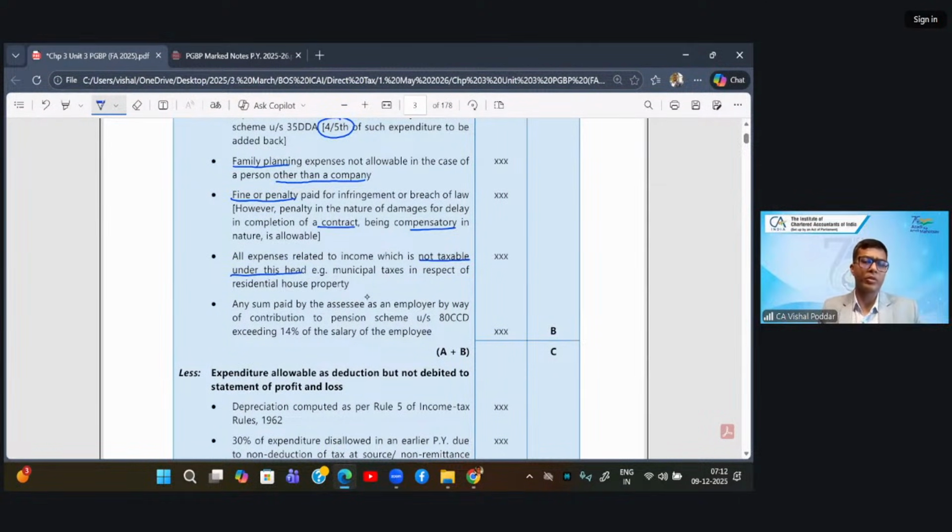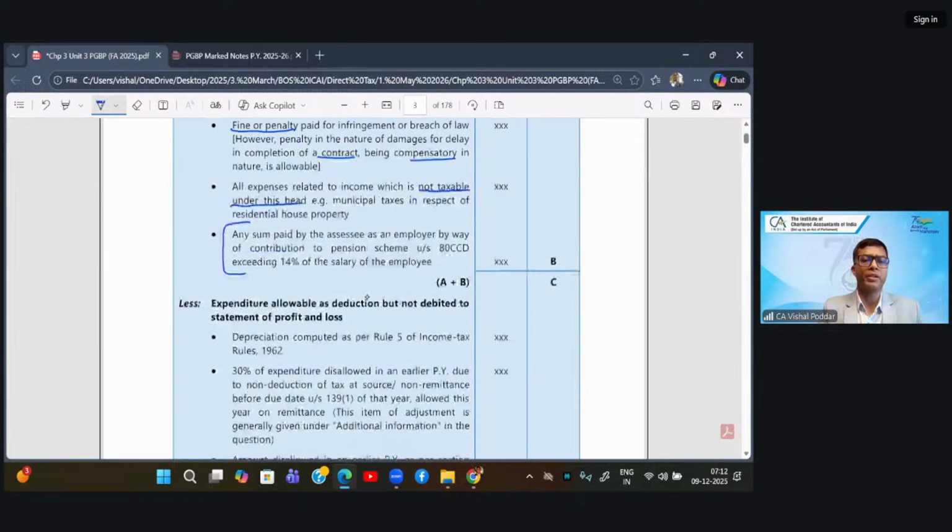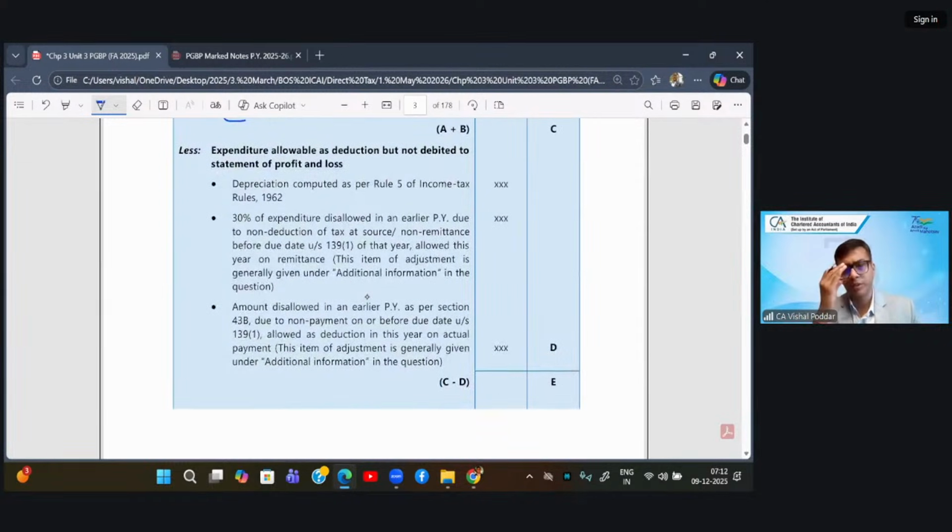So expenses belonging to other heads, you have to disallow. Further, this point we have not discussed yet, so I'm not explaining this. This we will cover in the detailed provisions.